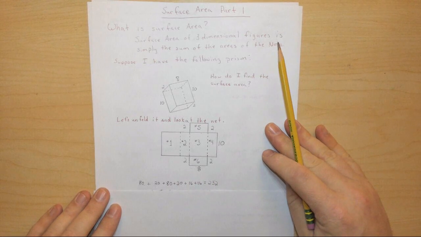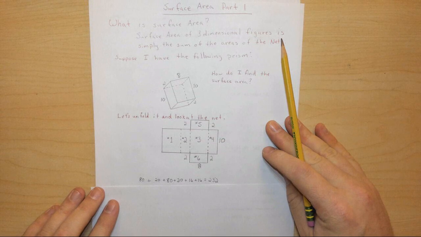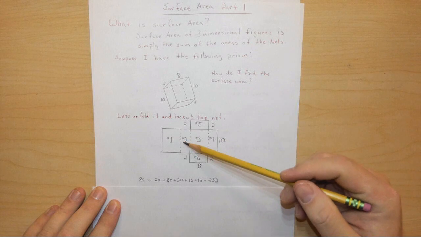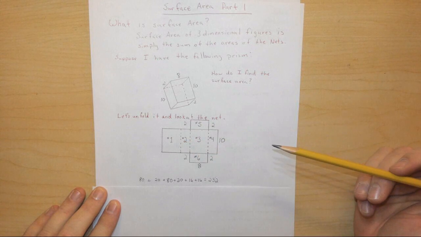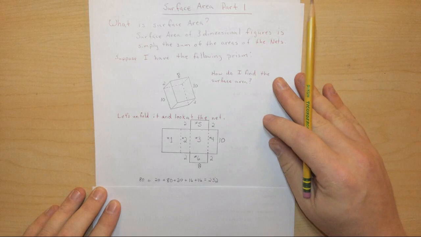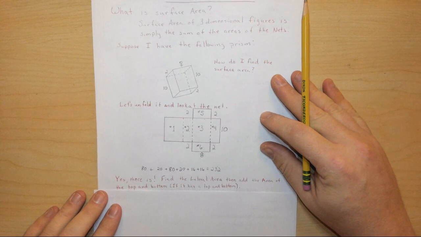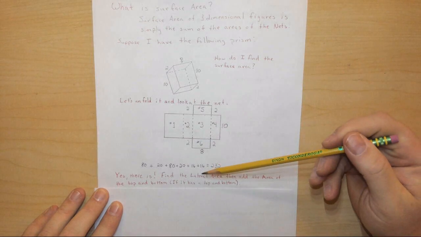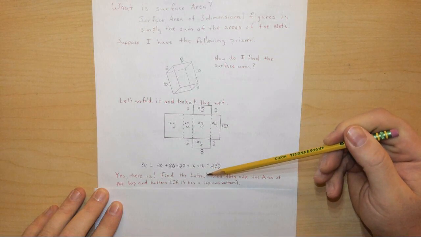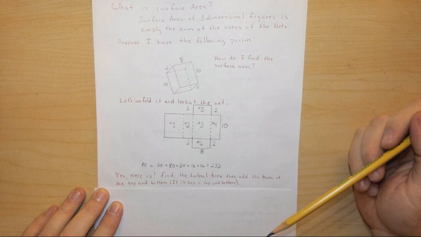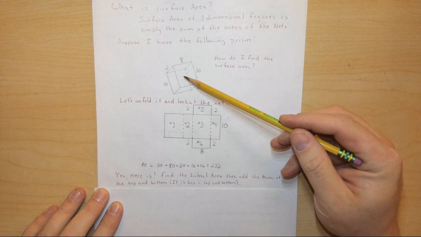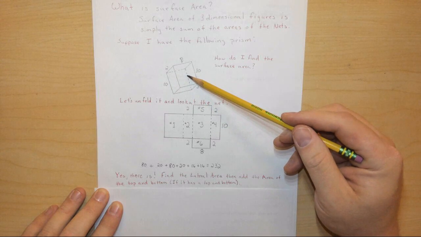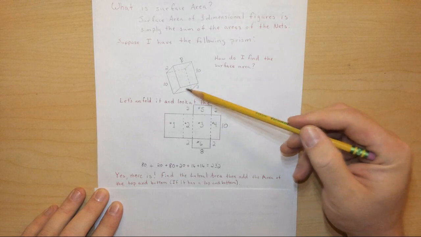Now you might be thinking to yourself, is there an easier way to do this instead of having to unfold it and find all these pieces of areas? Actually there's a formula that we can use for prisms. What we're going to do first is find what's called the lateral area. Essentially the lateral area is the area all the way around all 4 sides of these rectangular prisms, and it excludes the top and bottom.